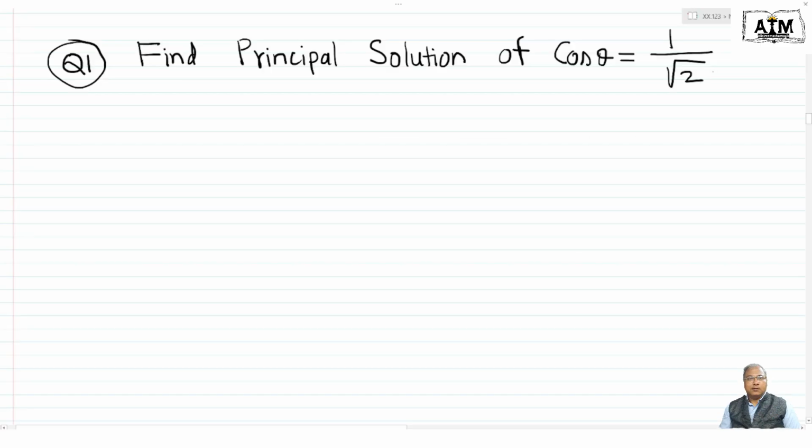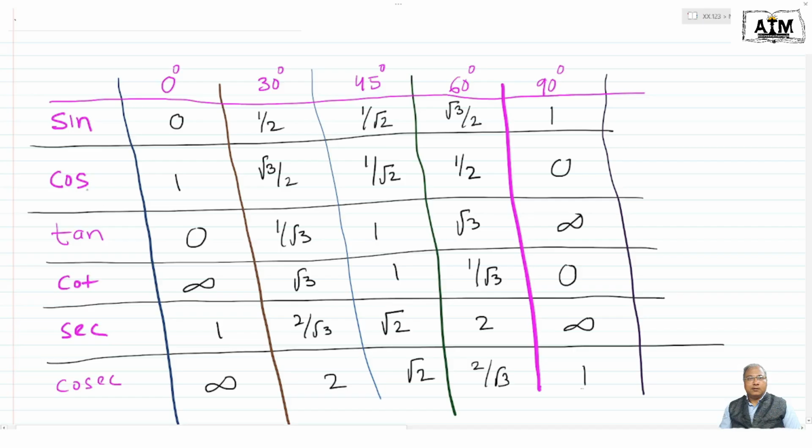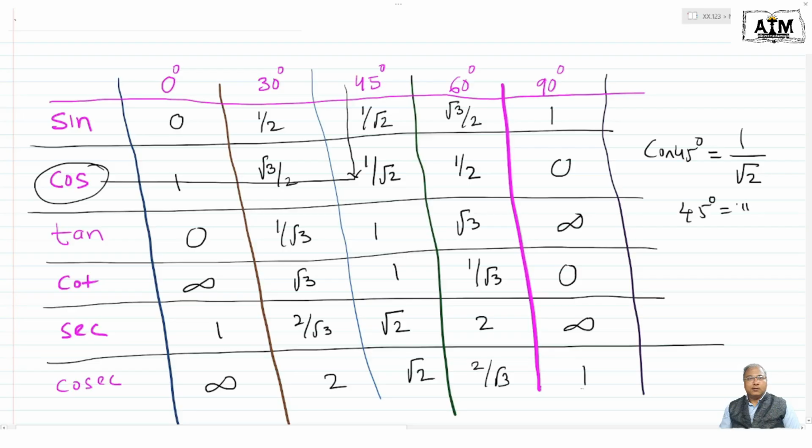So first question, find the principal solution of cos theta equals 1 upon root 2. For this we need two tables. First is the table of standard angles and another one is the table of allied angles. From the table of standard angles, you see cos 45. Here is the cos and here is the 45. So cos 45 equals 1 upon root 2. 45 can be written as pi by 4.